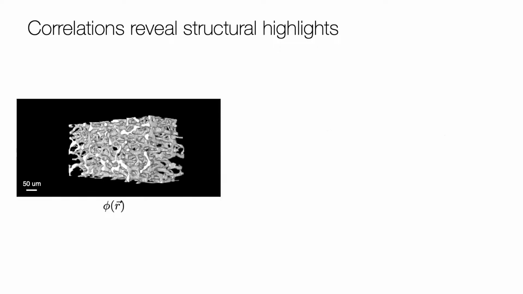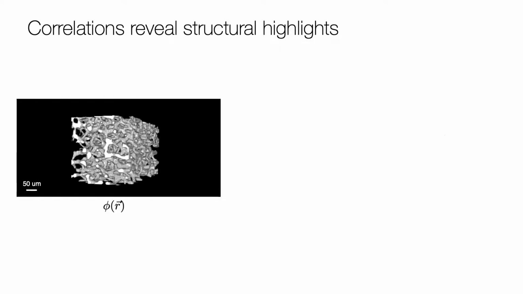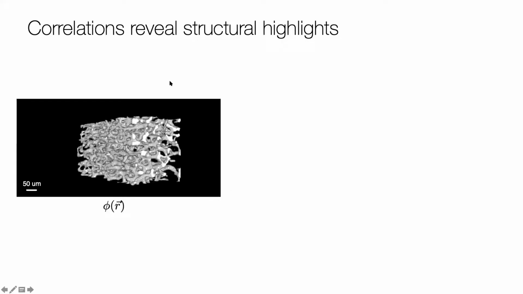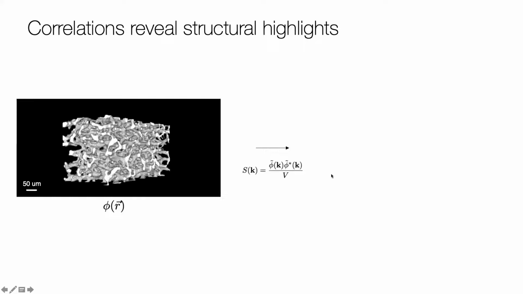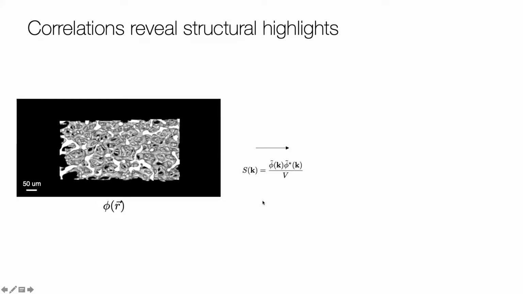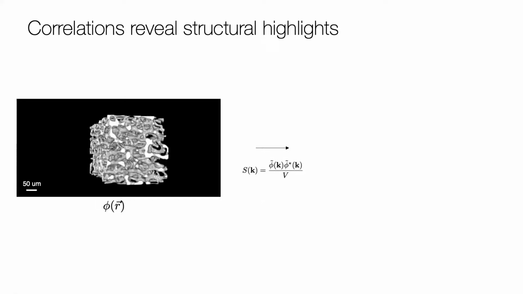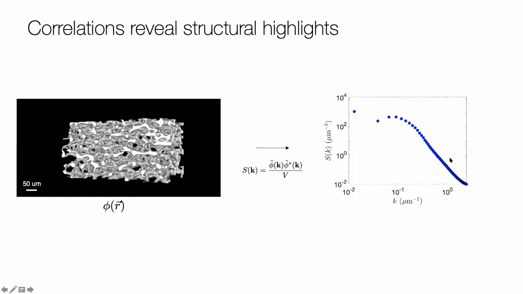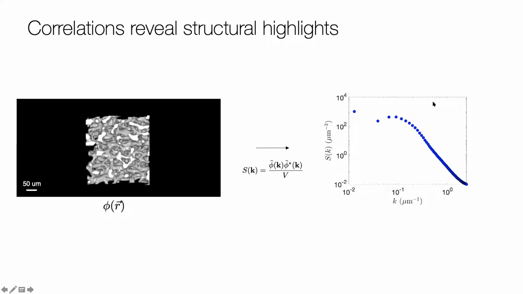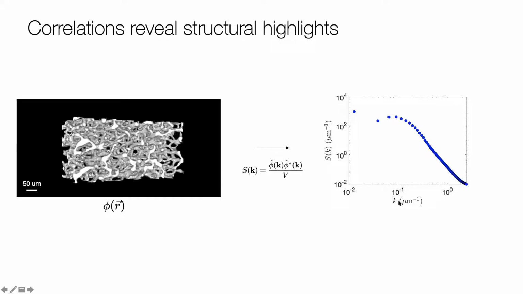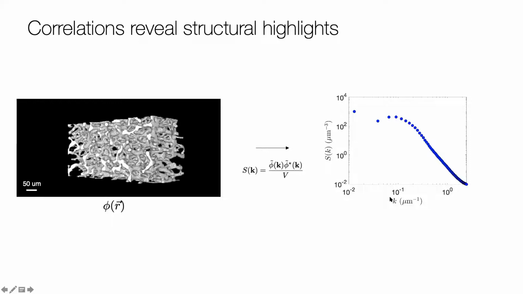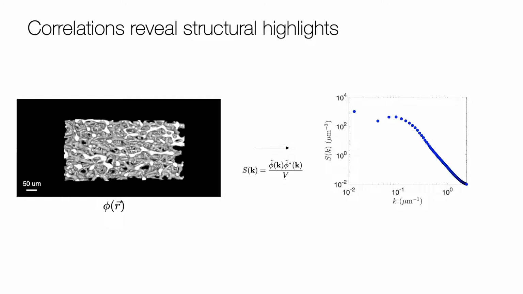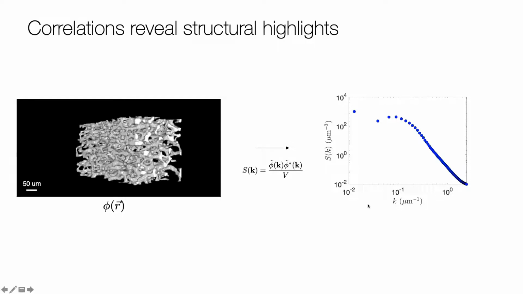Okay, so in order to understand the experimental data, there's lots of different ways you can understand structure, but you can't do much better than looking at correlations. So what we're going to do is compute the Fourier transform of the density autocorrelation function. And if you take a spherical average, you get something that looks like this, which is a structure factor. And what the structure factor tells you is that at a given wave vector k, which is an inverse length scale, how correlated is the material at different length scales.